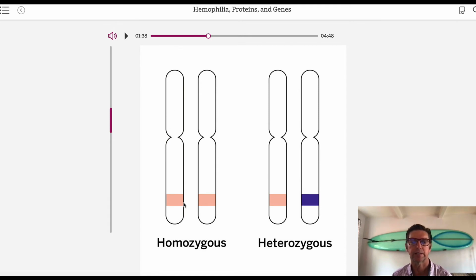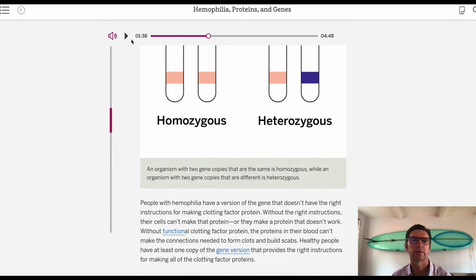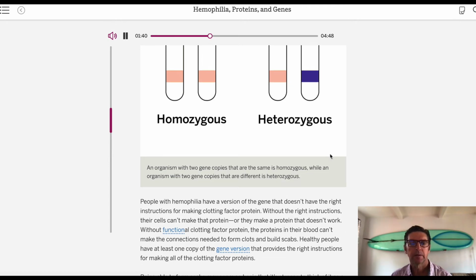Same. Homozygous is same. Hetero means different. For making clotting factor protein.